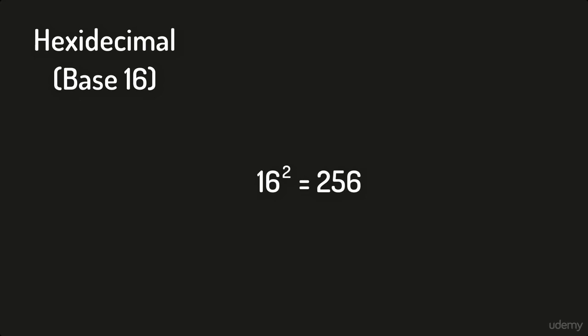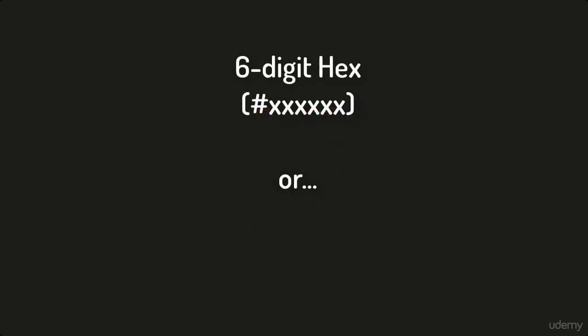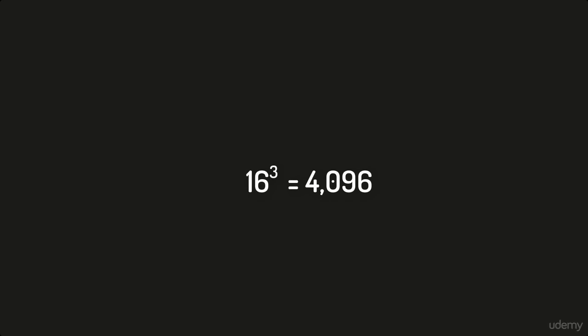Using 2 digits, a total of 16 squared or 256 combinations are possible. This is why RGB color value ranges from 0 to 255. You can enter the 6-digit hex values straight into HTML or CSS if you choose. There are 16 to the third, or 4,096 colors that can be expressed in 3-digit hex values as well. Those are also acceptable color value inputs.